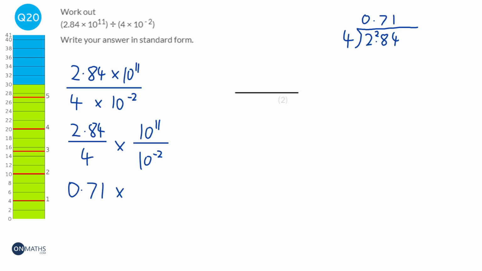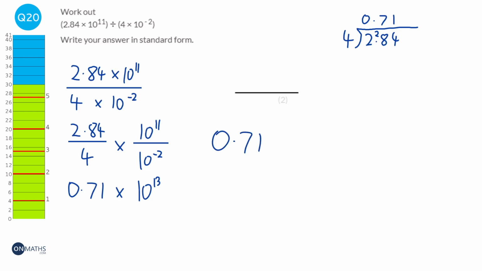Now the two minuses, the two takeaways, actually convert to a plus, so it would be 11 plus 2, which would be 13, so it would be 10 to the power of 13. Now we've got a bit of a problem here, because standard form must have a number between 1 and 10, not including 10, at this position here, and this is obviously less than 1, so we need to convert this into standard form. So what we can do is just write the number out again.